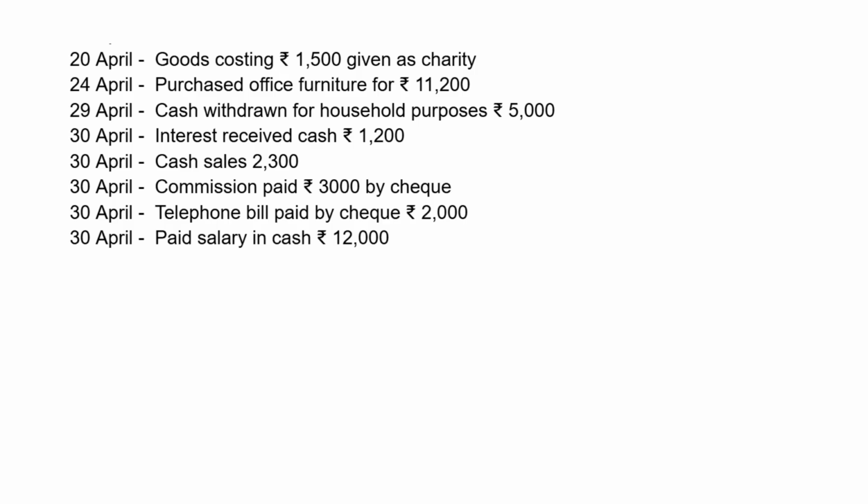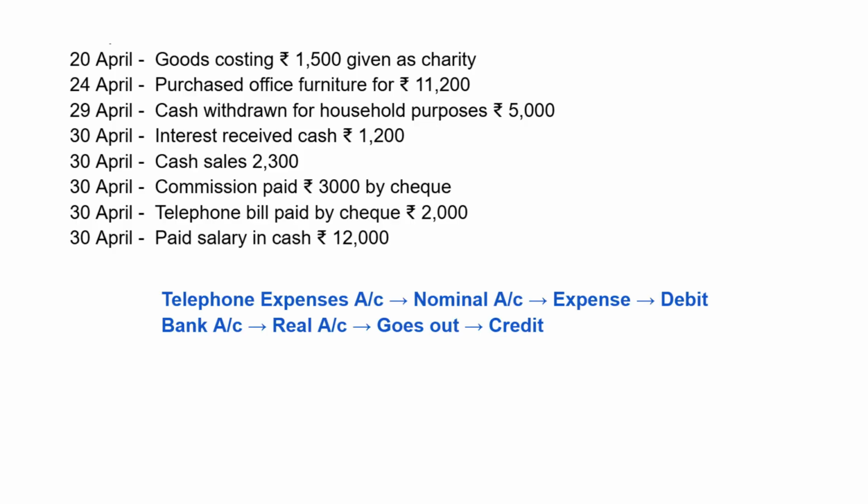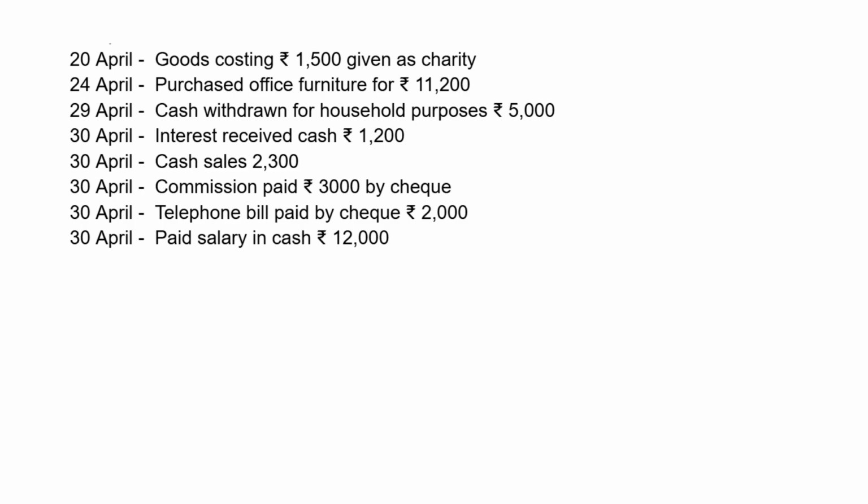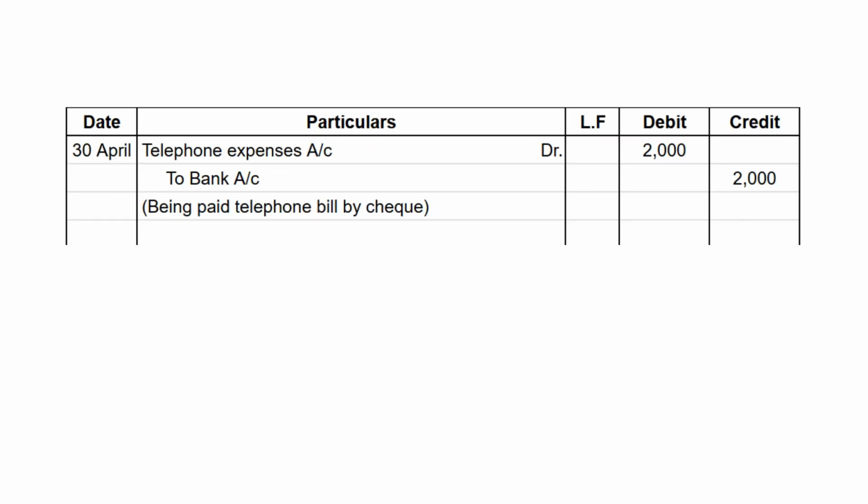30th April, telephone bill paid by check 2000 rupees. Here the two accounts affected are telephone expenses account and bank account because it is paid by check. Telephone expenses, it is nominal account because it is expenses and debit all expenses and losses. And bank account is real account and cash goes out of the bank, so it is credited. Let's see how we'll record it. 30th April, telephone expense account debit 2000 rupees on the debit side to bank account 2000 rupees on the credit side. And the narration is being paid telephone bill by check.